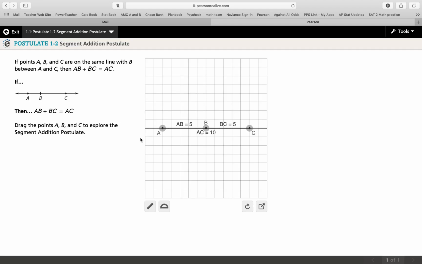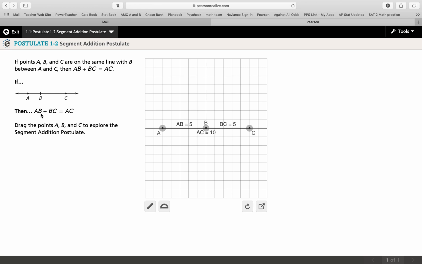The segment addition postulate. This is a major postulate that will be used especially during our unit on proofs. The segment addition postulate says that if you were to add two pieces of a segment, you would get the whole segment. For example, if I have segment AB and segment BC, when I add AB and BC, I get AC. You'll notice that there's no bars above AB and BC. Again, when you're putting things into an equation, you no longer need the bar.